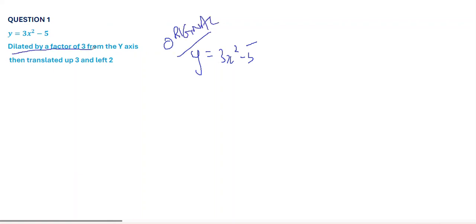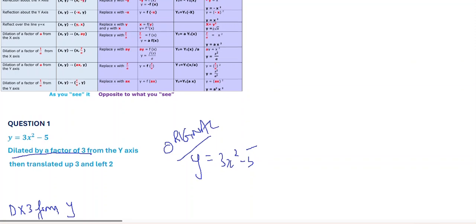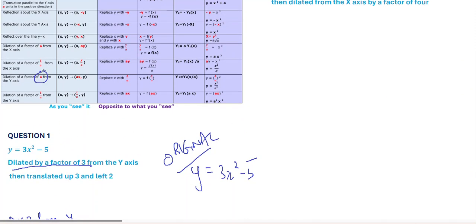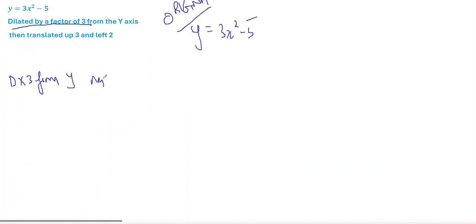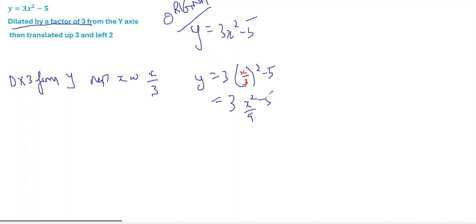And dilated by a factor of 3 from the y. Now I'll show you once. Dilate by a factor of a from the y, we replace x with x on a. I'm going to replace x with x on 3. Therefore, I'm going to have y equals 3, and wherever x was, I'm going to write x divided by 3 instead, which cleans up to give me 3x squared on 9 minus 5, which is x squared on 3 minus 5.